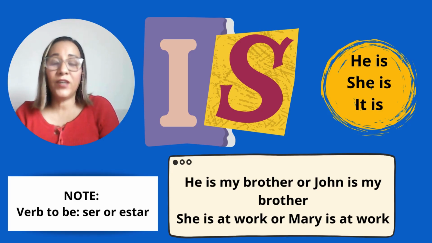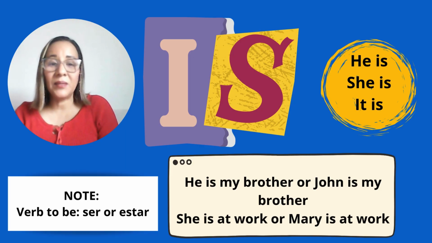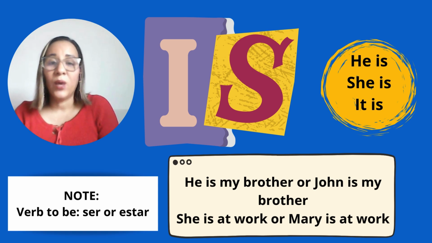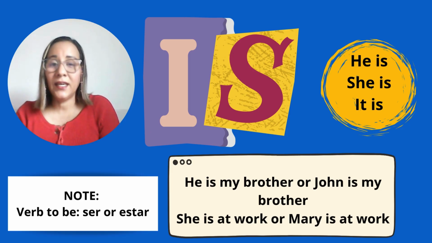Remember that the verb to be means ser or estar. So let's see some examples with these meanings. He is my brother or John is my brother. Él es mi hermano o John es mi hermano. She is at work or Mary is at work. Ella está en el trabajo o Mary está en el trabajo. So remember, we use the form is with the subject pronouns he, she, it.